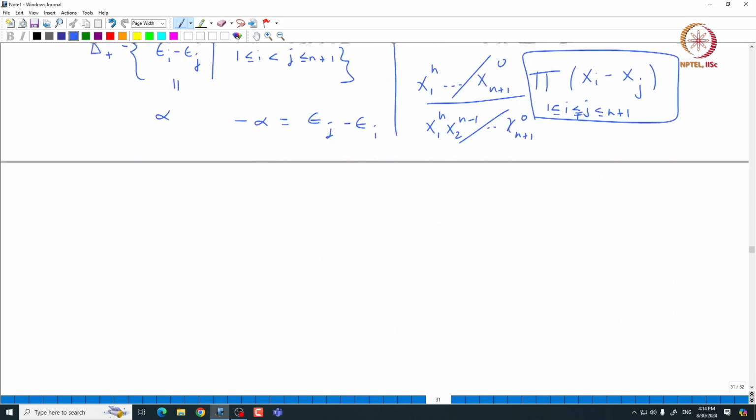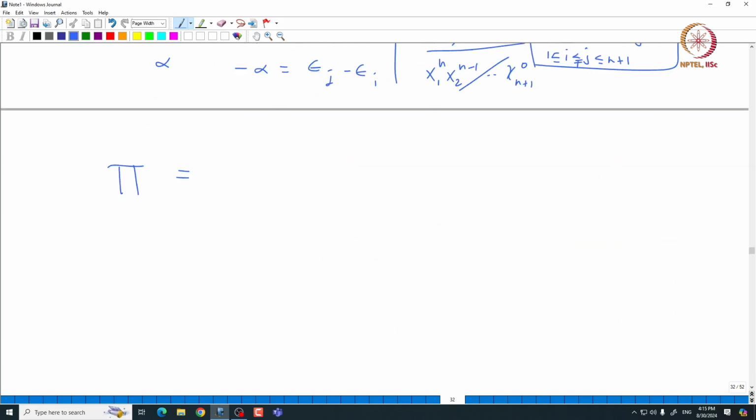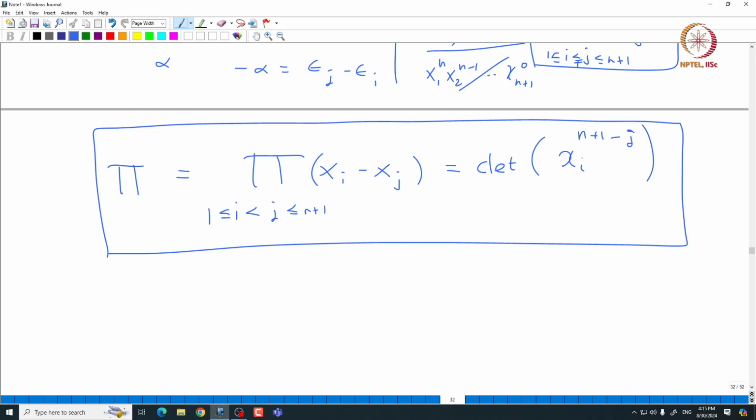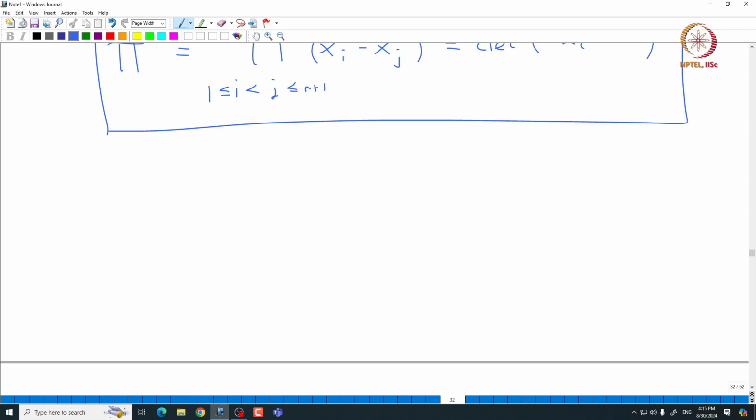So that means the product side is indeed the product of (x_i minus x_j), i < j, and the sum side is nothing but the determinant of x_i^(n+1-j), and this is indeed exactly the Vandermonde determinant. So the sum side and the product side of the denominator identity correspond to the Vandermonde determinant. That is the observation we can make for type A.